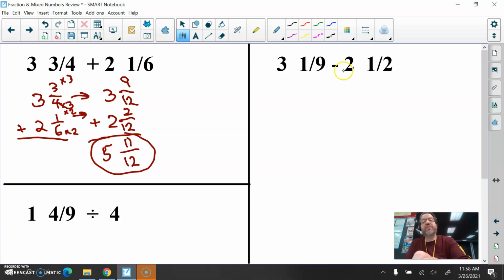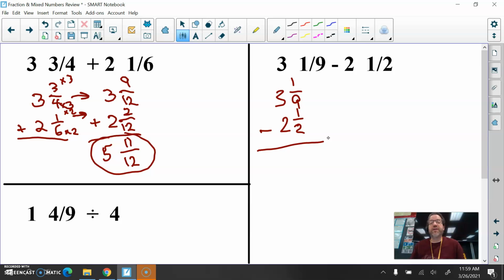I have 3 and 1/9 minus 2 and 1/12. Again, first thing we need to check out is, what are we doing? And we're subtracting. So again, I can leave these as mixed numbers, but I'm going to stack them. 3 and 1/9 minus 2 and 1/2. I don't need to make them into improper fractions because I'm not multiplying and I'm not dividing.